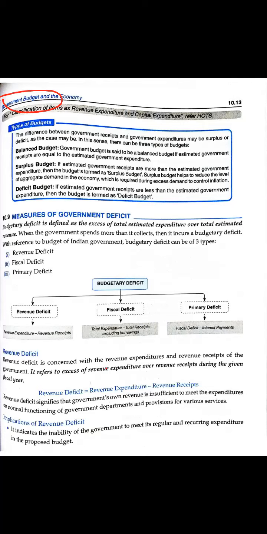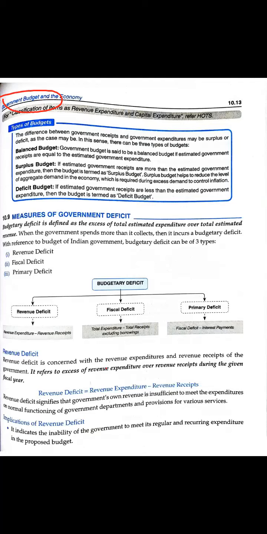So what is budgetary deficit? While estimating, the expenditure will be high compared to the estimated income. That we will call as budgetary deficit. So we will discuss one by one. First one is revenue deficit.